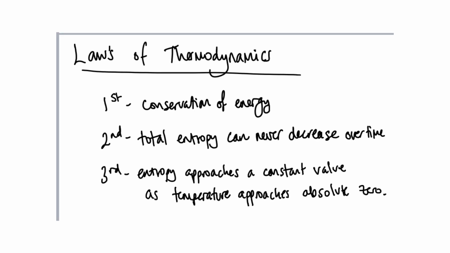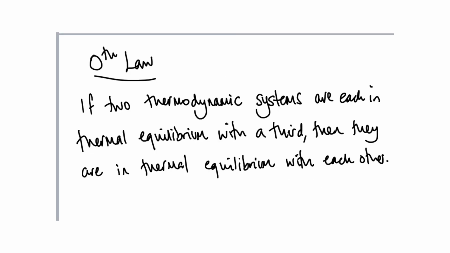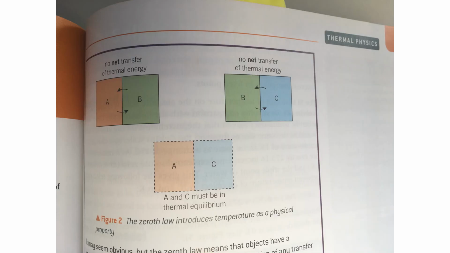Now there is actually a 4th law, and most people would say it's the most important law. It came after the first 3, and because it's seen as the most important, it was called the Zeroth Law, so that it goes before 1, 2 and 3. What it states is if 2 thermodynamic systems are each in thermal equilibrium with the third, then they are in thermal equilibrium with each other.